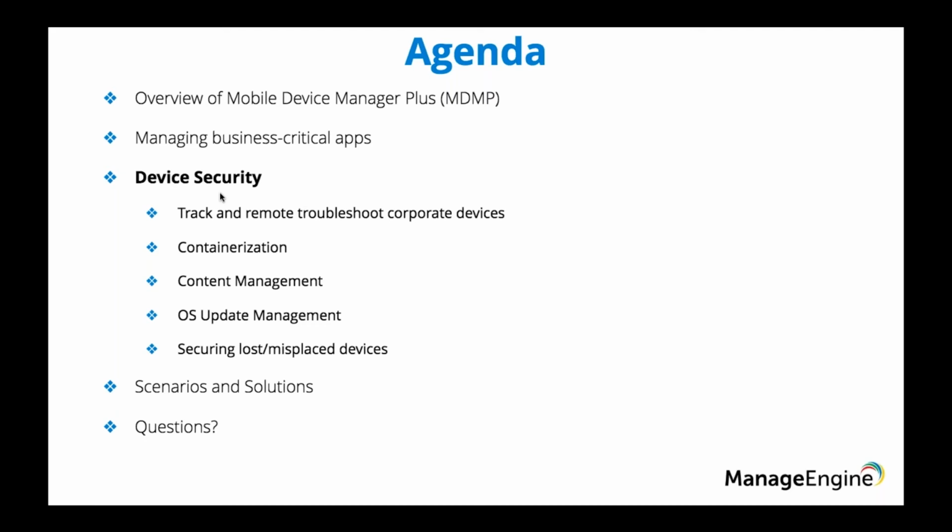In mobile-first workforces, ensuring that users can access data anywhere, anytime, and ensuring good productivity also comes with its own pitfalls with respect to device security. So we're going to look at the various options that are provided by MDM to secure both the data and the device. We are going to look at how to locate devices, how to remotely troubleshoot these devices, and the various options to secure corporate data, which includes containerization and consent management. We're also going to look at the options that are provided by MDM for updating your device OS as well as securing devices in case they have been lost.